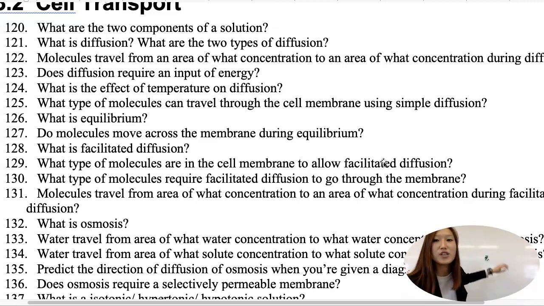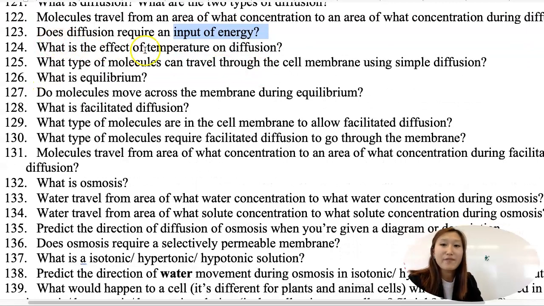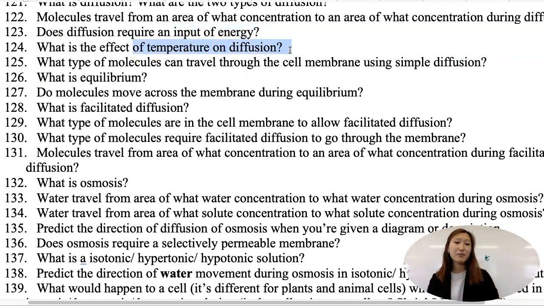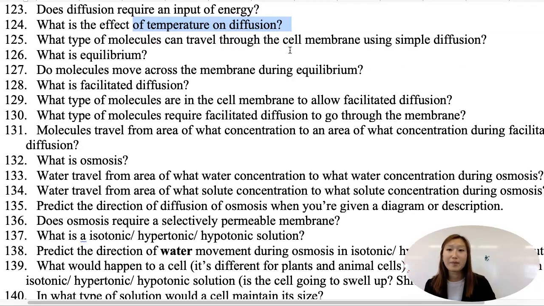All right. The next question is diffusion. During diffusion, molecules go from high concentration to low concentration. It does not require any input of energy. The effect of temperature is that the higher the temperature, the faster the diffusion rate, right? Think about this. If you were to make tea, it's hard to make tea using cold water because whatever is inside the tea bag is hard to diffuse out of the tea bag. But if you use hot water, it'll make the process a lot easier.